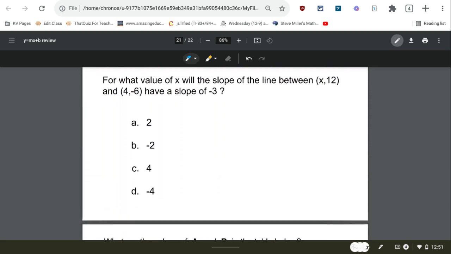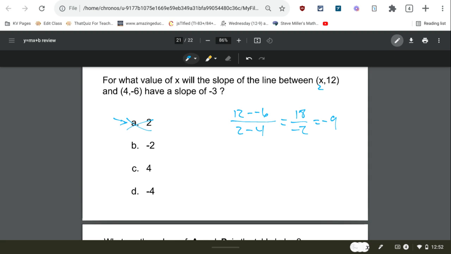For what value of x will the line have a slope of -3? I think the best route would just be to guess and check. So if we want to test out option A here, 2 for x, we would do 12 minus -6 over 2 minus 4, and then we would calculate this slope. 12 plus 6 is going to give us 18 on the top, -2 on the bottom. This is equal to -9.